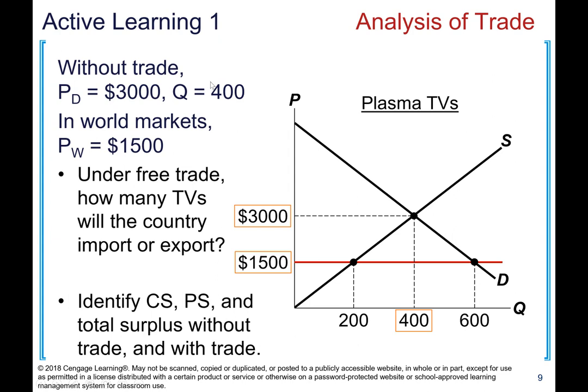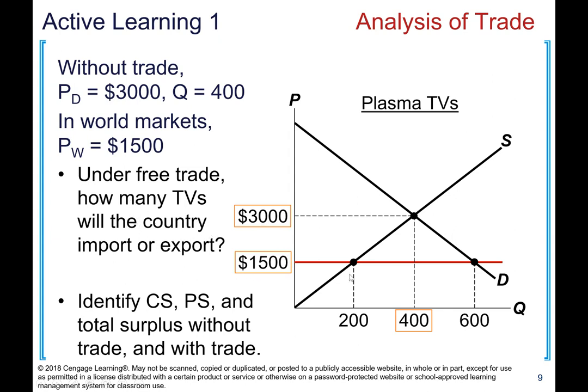Let's look at an active learning exercise. Without trade, domestic price is 3,000. As you can see, without trade, the domestic equilibrium was 3,000 and 400 was being sold in the market. In the world market, if this country is open for trade, price will fall from 3,000 to 1,500. Under free trade, how many TVs will the country export?